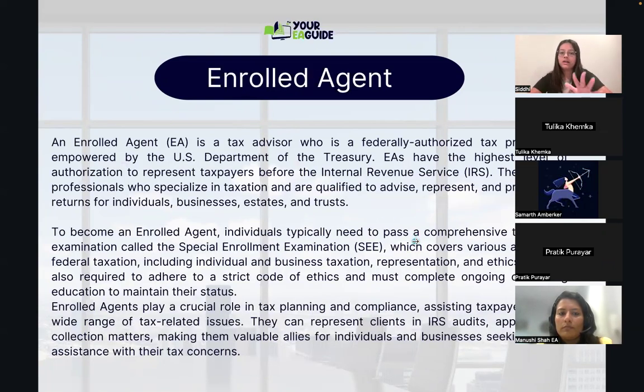Next is a little bit about the Enrolled Agent. I'm not going to read this whole theory. We have expertise and knowledge on the tax side, but we don't have a license to file returns or give proper guidance. So being an Enrolled Agent, you get that authority. Those who are from the US can easily get a license and represent your clients in front of the IRS. That is one thing.